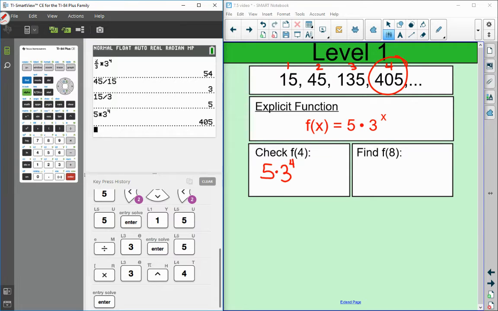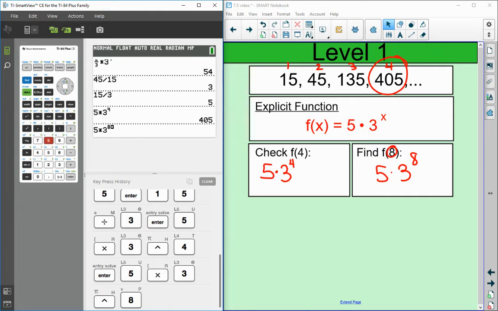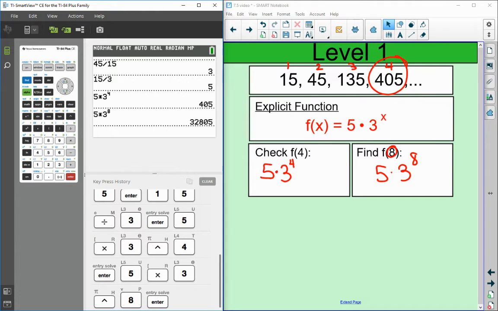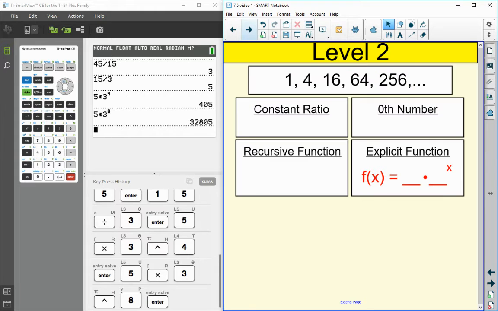So here we go. Now we're going to figure out f of 8. 5 times 3 to the 8th. And when I type that in, I get 32,805.